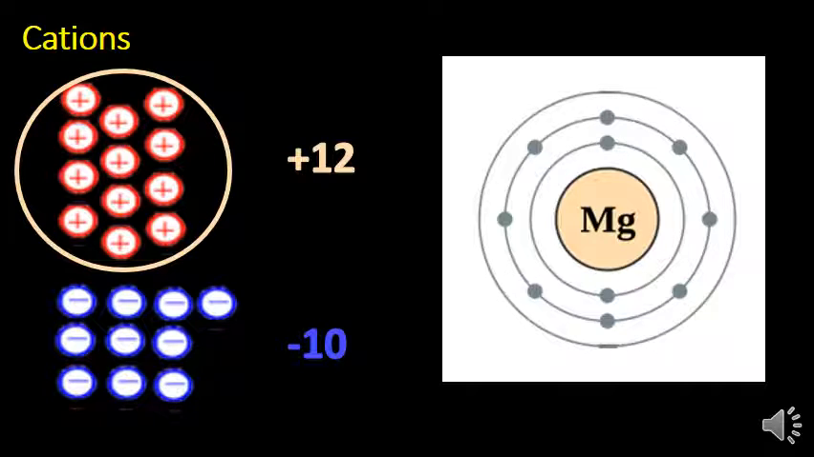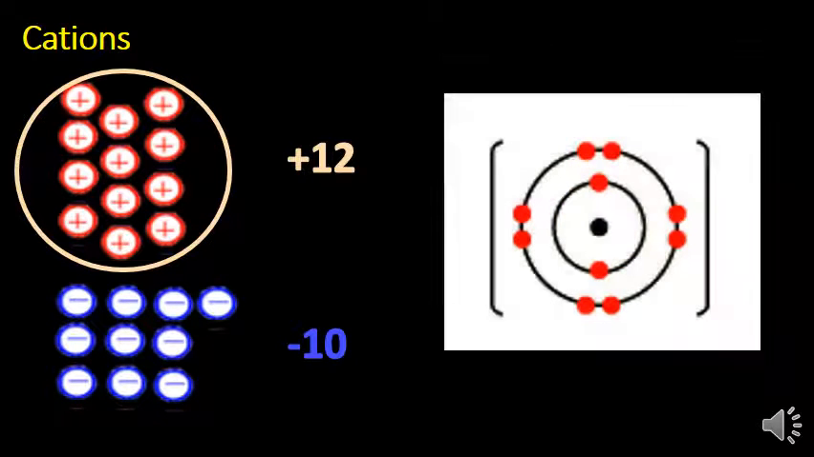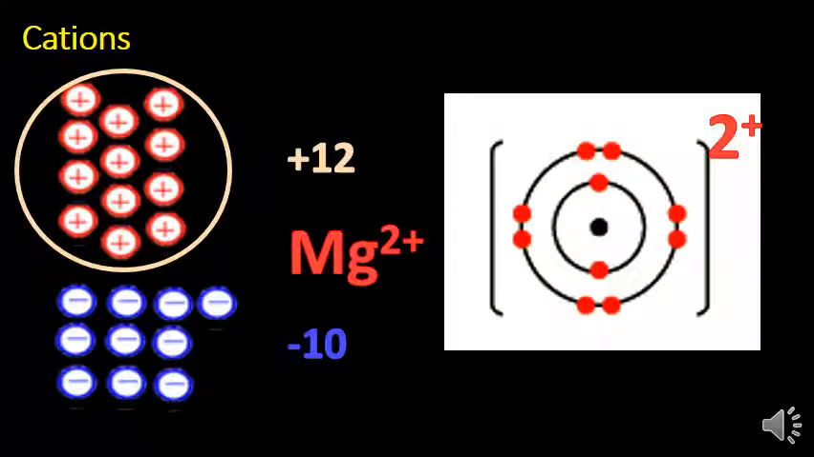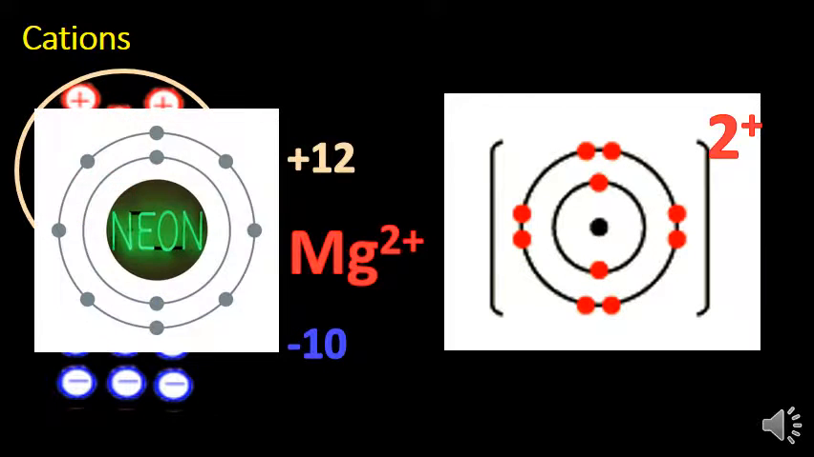Now it has 10. The atom isn't an atom anymore, it's an ion, because if I add those two together, what charge do I come up with? Well, I end up with a +2, but we write it like that, 2 positive, and the magnesium symbol then looks like that. That becomes the magnesium ion, which now has the same number of electrons as neon, and magnesium can pretend it's now more like neon.